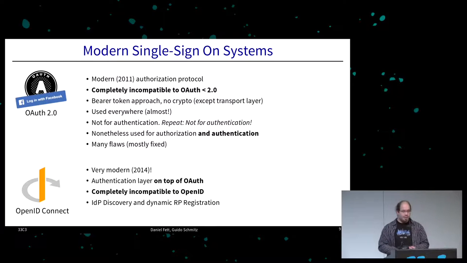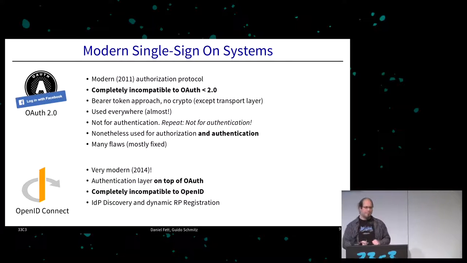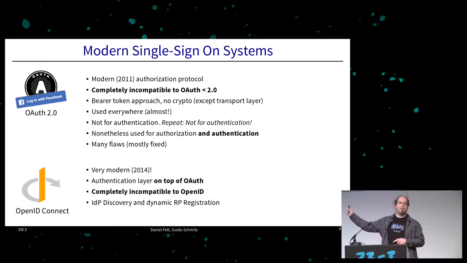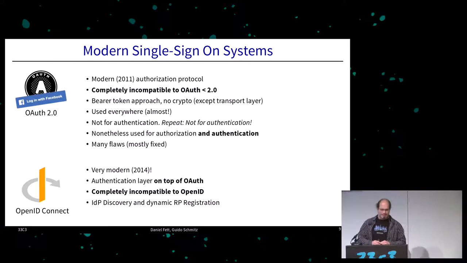And there's also OpenID Connect. OpenID Connect is quite new. It's 1.5 years old, and it's an authentication layer on top of OAuth. So the first real definition on how you should use OAuth for authentication, but it changes the standard also a bit, so it can be seen as a protocol on its own. But OpenID Connect, despite the name, is also completely incompatible to OpenID. And it has also some dynamic features like IDP discovery, identity provider discovery, and stuff like that.